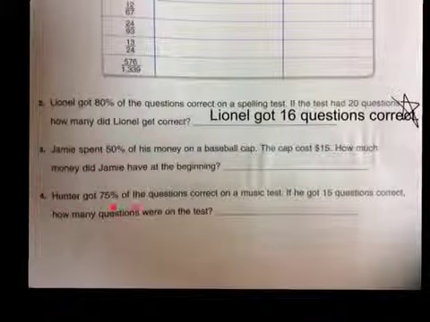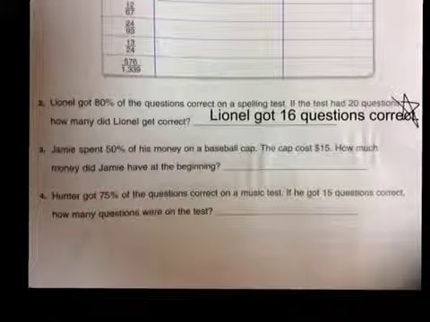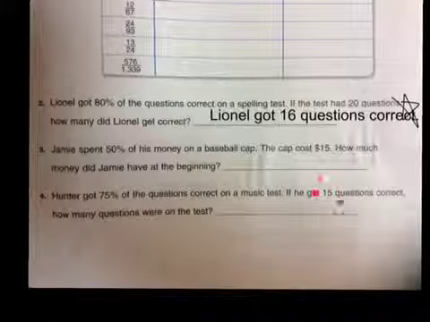Hunter got 75% of the questions on a music test. 75 over 100 is your fraction. If he got 15 questions correct, how many questions were on the test? 15 is 75%. So you're looking again for that denominator. 15 over what?